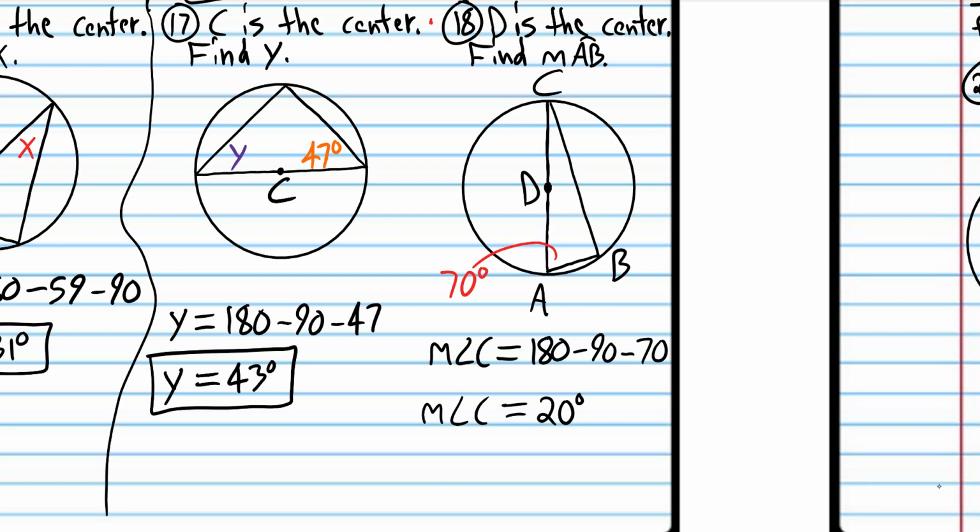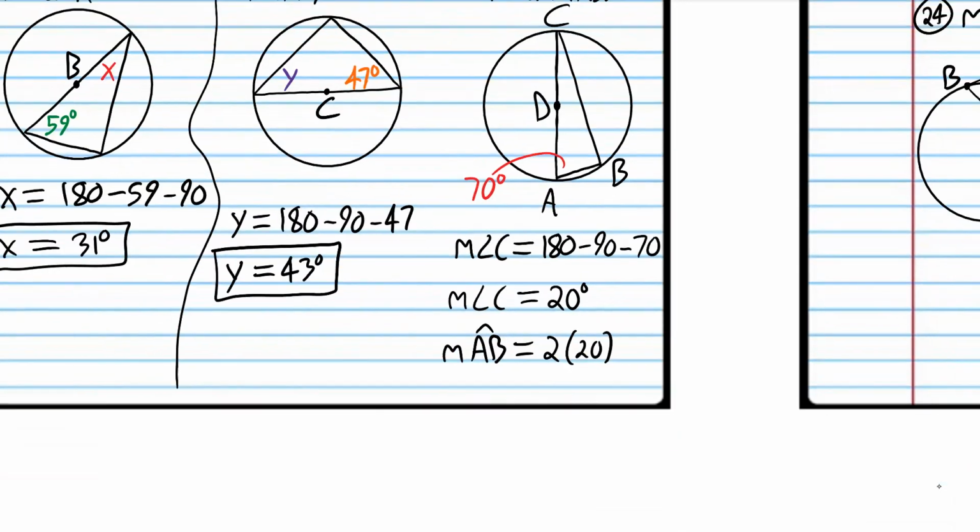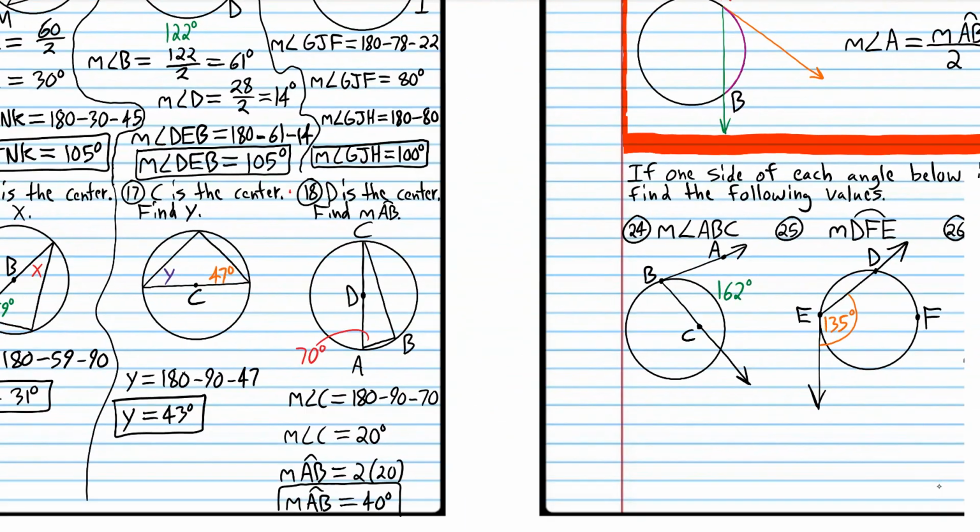So the measure of arc AB is equal to 2 times 20. Therefore, the measure of arc AB is 40 degrees.